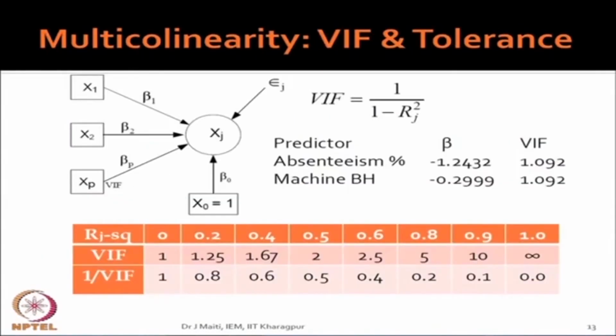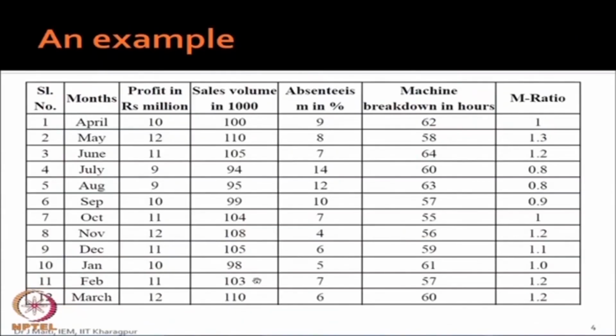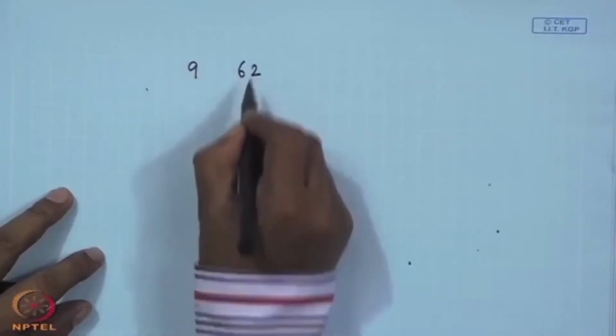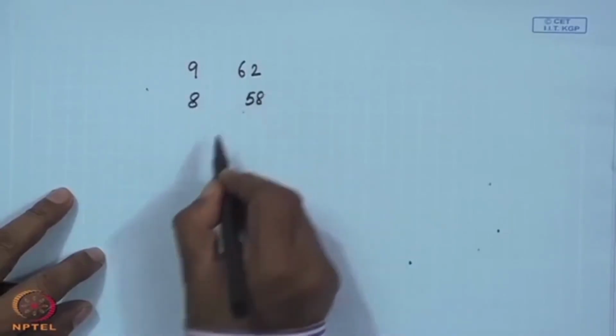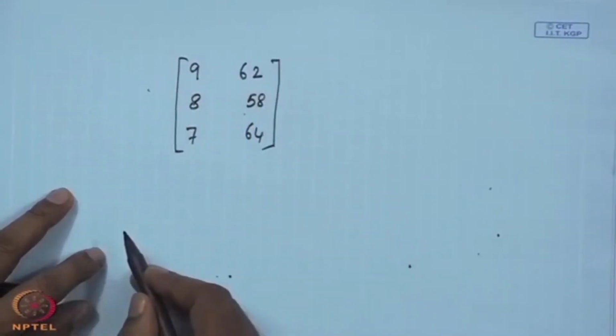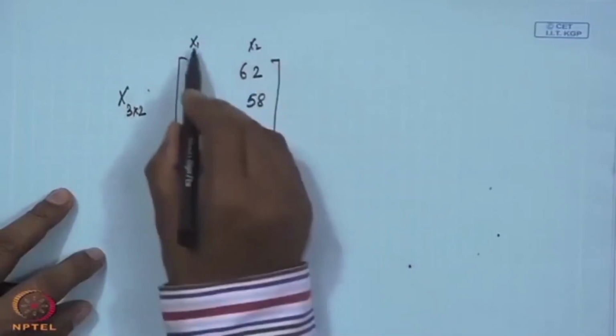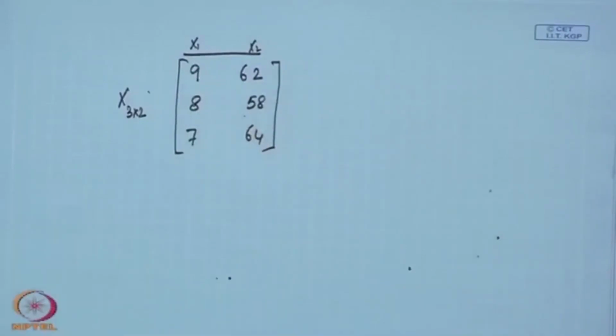Now, for the data we have been given here, if it is asked to you to find out whether a multicollinearity problem is there or not, how do you proceed? For example, 9, 62, 8, 58 and then 7, 64. Suppose these 3 data points are given to you. So, this is my X, 3 cross 2, with columns x1 and x2. What is our aim? We want to test whether multicollinearity issues are there between x1 and x2.